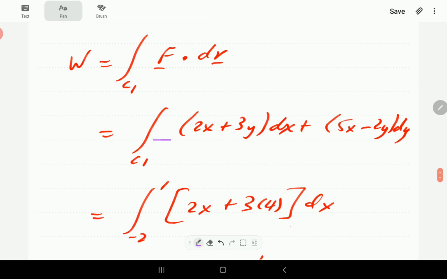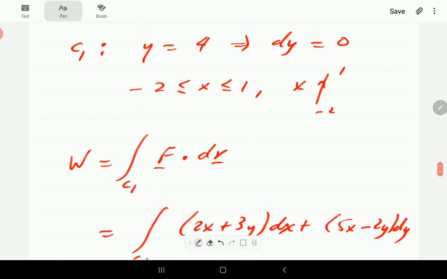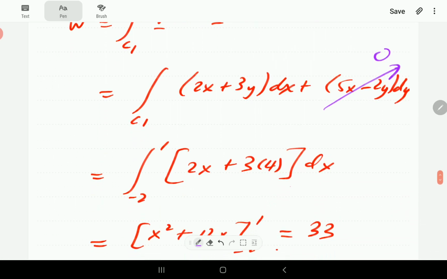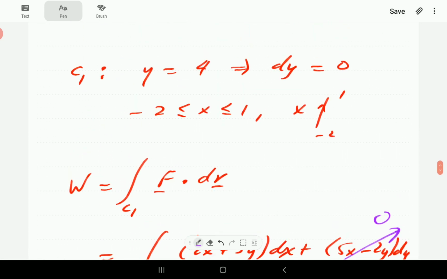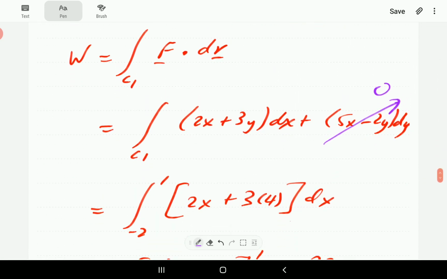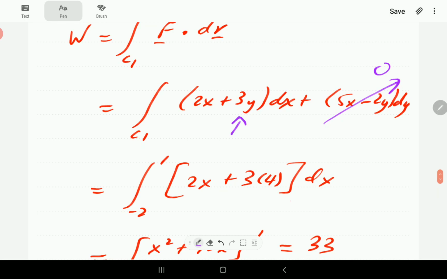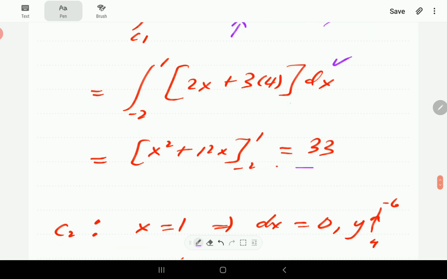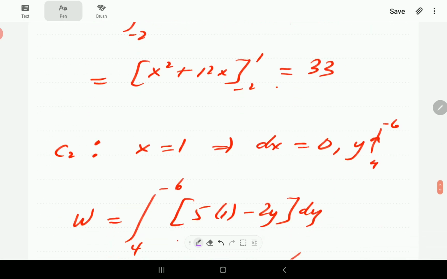So our work integral is going to look like this in general. Along C1, dy is 0, so that term is going to disappear, and y is equal to 4. If we plug in 4 here, then we end up with this integral with the x limits as already discussed. Integrating this and evaluating gives us 33.